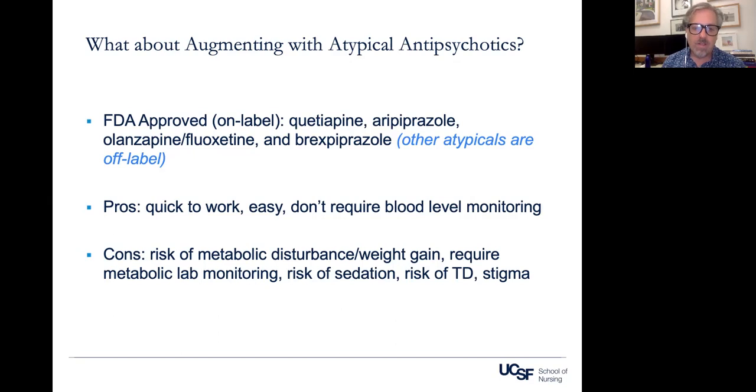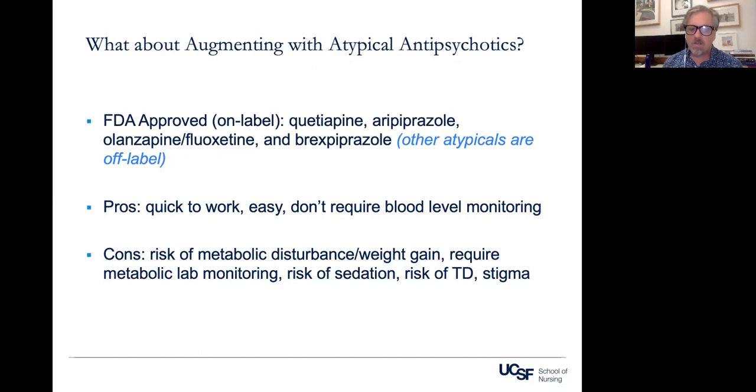The pros are that they generally work fairly quickly, and they're very useful, especially if somebody has any kind of psychotic symptoms along with their depression. Remember, in depression, psychotic symptoms can be more subtle: more vegetative, more thought blocking, more negativism. So for those folks, this is definitely a reasonable augmentation strategy. They're pretty easy to work with. You don't need to do blood level monitoring.